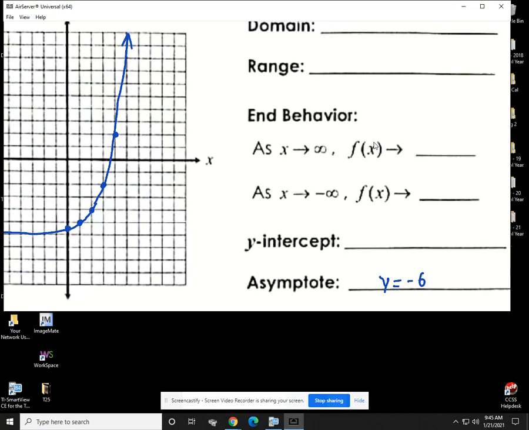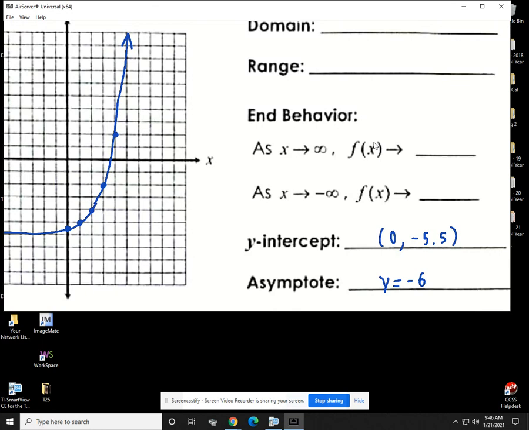Right? That's where it shifted down to 6. And then, of course, my y-intercept, we just said, was (0, -5.5). So always find your y-intercept where x is 0. That's where you find it, okay?